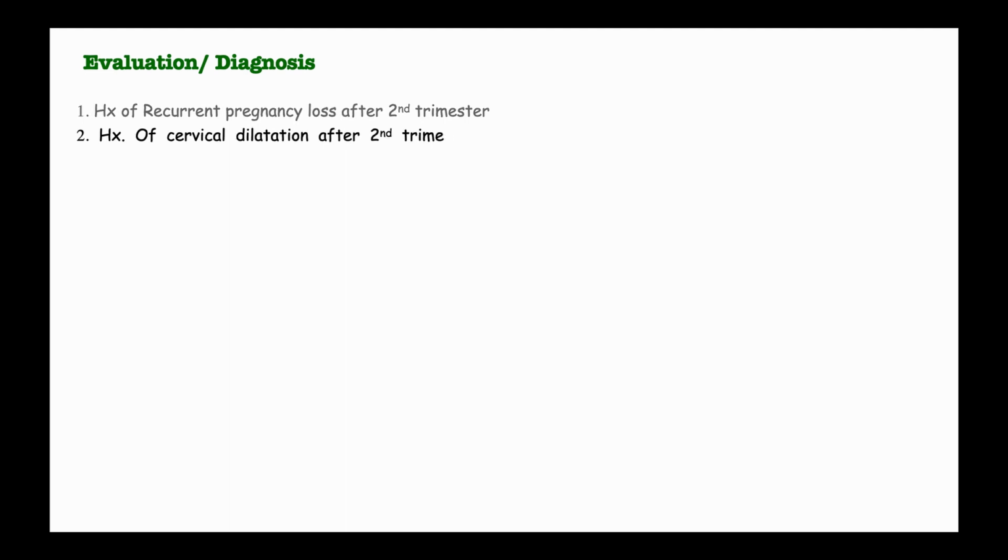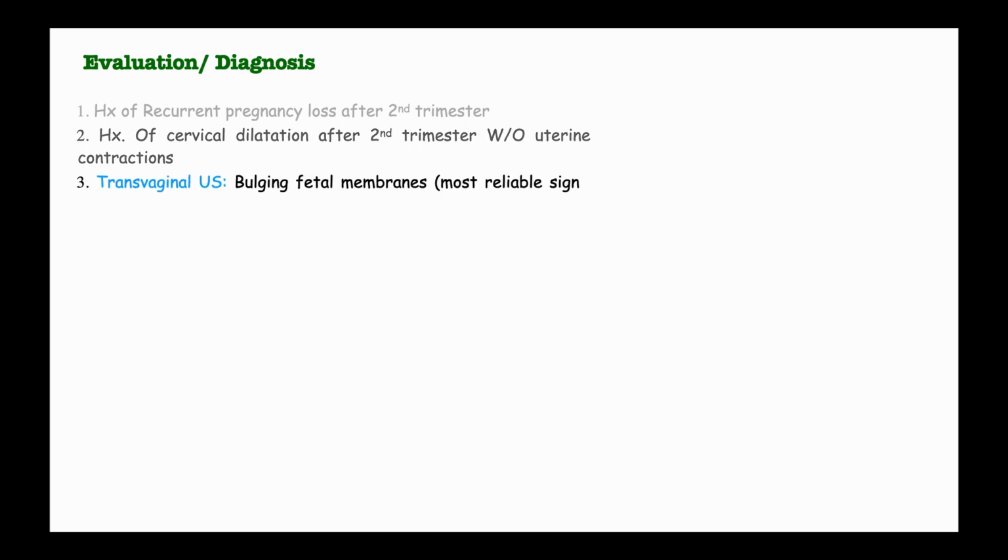So, how do we evaluate and diagnose a woman with cervical incompetence? Usually, a history of recurrent pregnancy loss after the second trimester and a history of cervical dilatation after the second trimester without uterine contraction points to cervical incompetence. And so, when a woman presents with such a history, you must have a high index of suspicion that she might be having an incompetent cervix. And in this situation, a transvaginal scan is required.